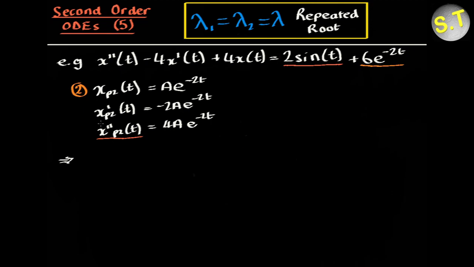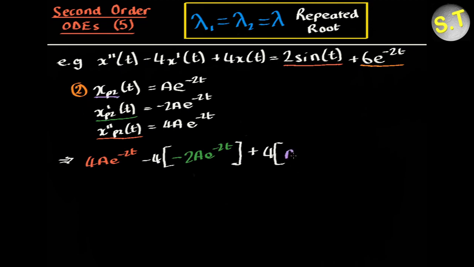So we have 1 times the second derivative, so we have 1 times this, which is 4e^(-2t). Then we have minus 4 times the first derivative, plus 4 times the 0th derivative, is equal to our 6e^(-2t).